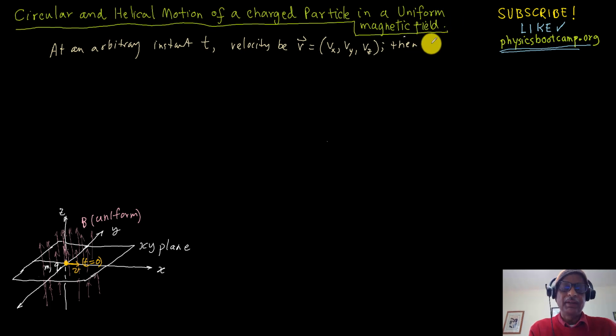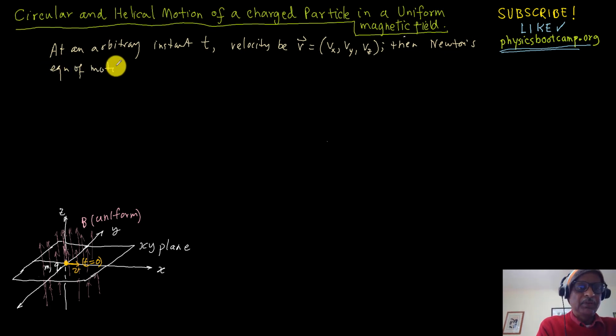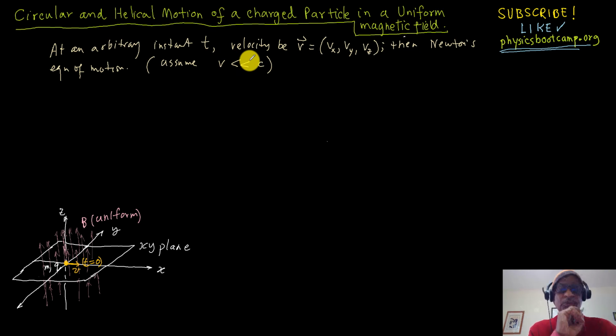Then you can write that Newton's equation of motion. So we are going to do Newton's equation of motion because I'm going to assume the speed is much less than the speed of light. Okay, I'm not going to do relativistic treatment. Most of the time we are dealing with this, and there's no need to complicate more than what is necessary.